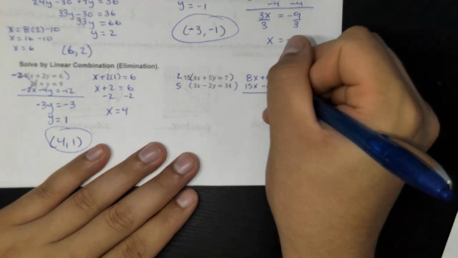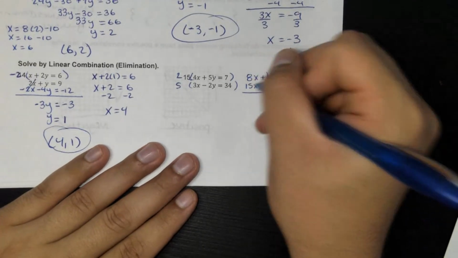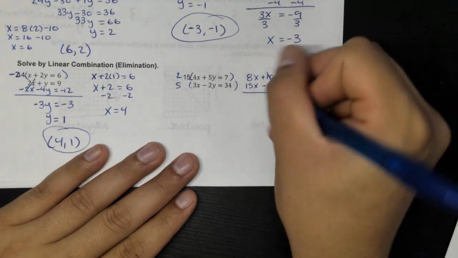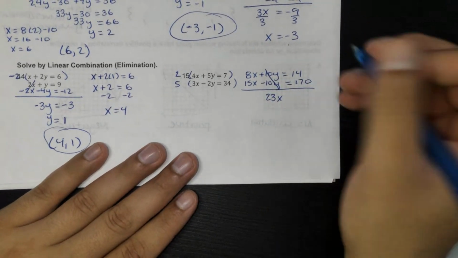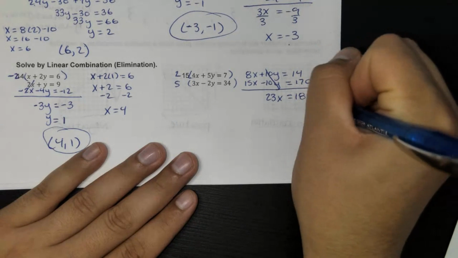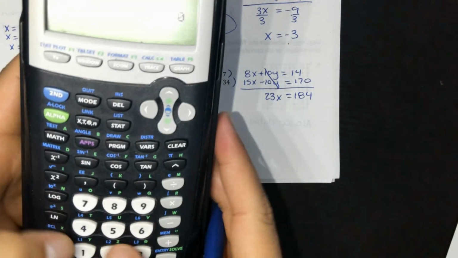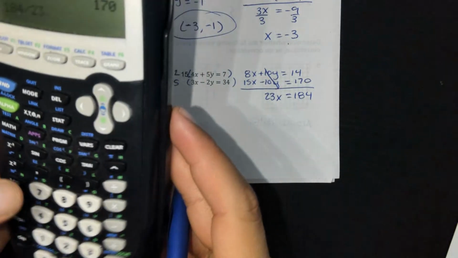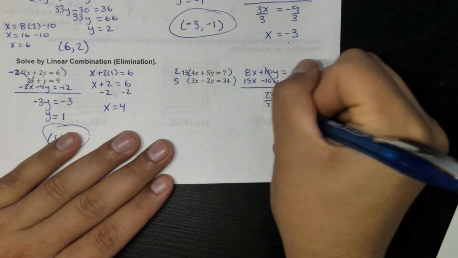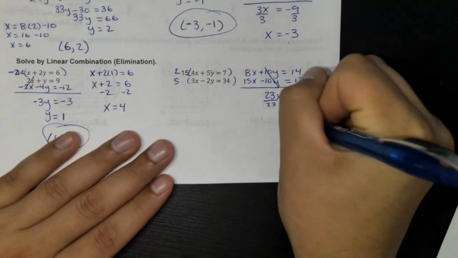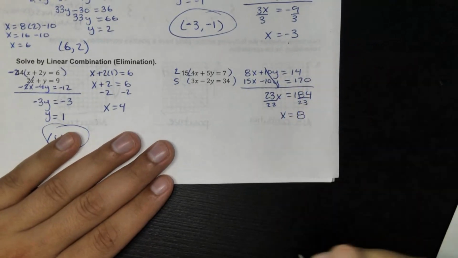Alright, so here the y's eliminate. 8x plus 15x, that would be 23x. 14 plus 170 would be 184. And then let's divide 184 by 23, which is 8. Alright, so we got x equals 8.